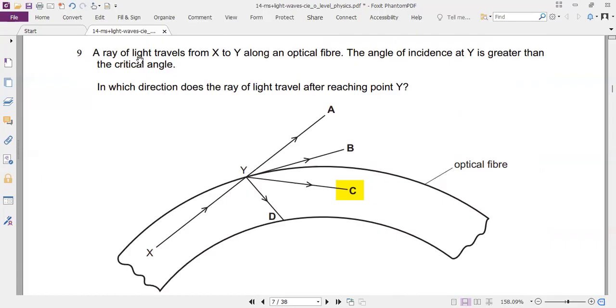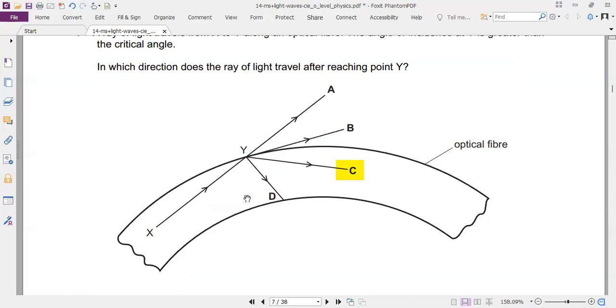Number 9. It says the angle of incidence at Y is greater than the critical angle. So here, the condition for total internal reflection has been met. So it's going to go this way. Why is it not going here? Because this means the reflection is not taking place. So this means reflection is taking place.